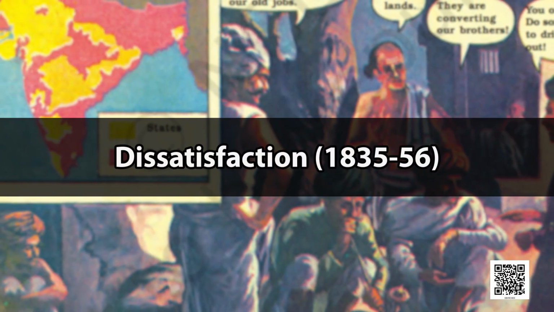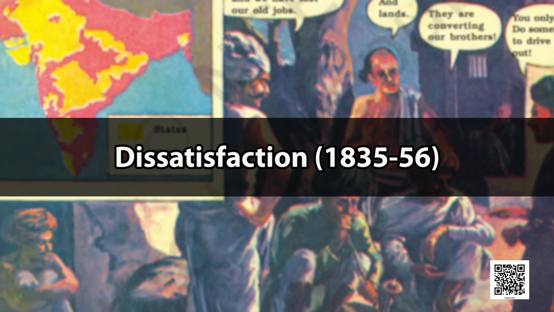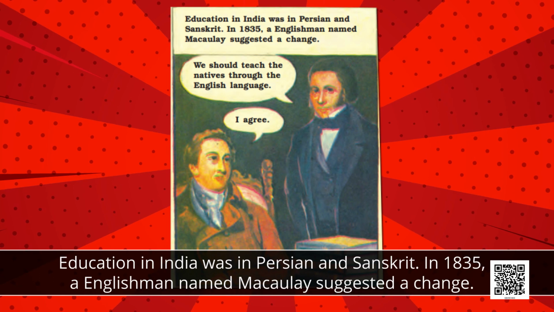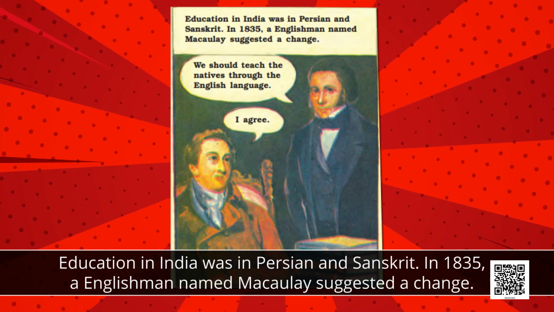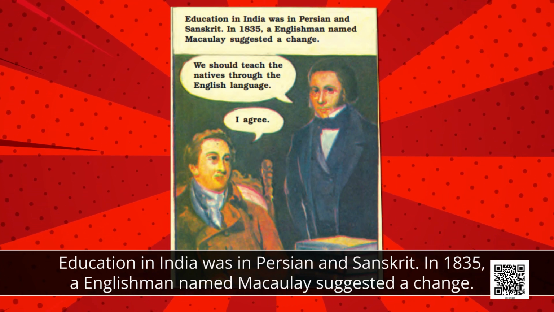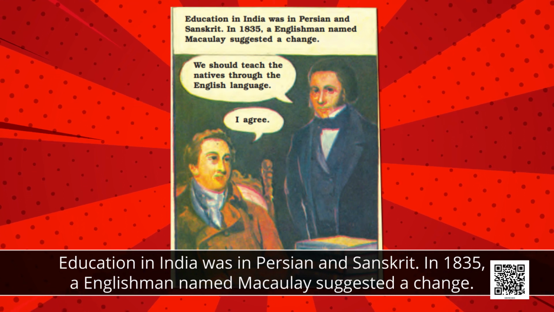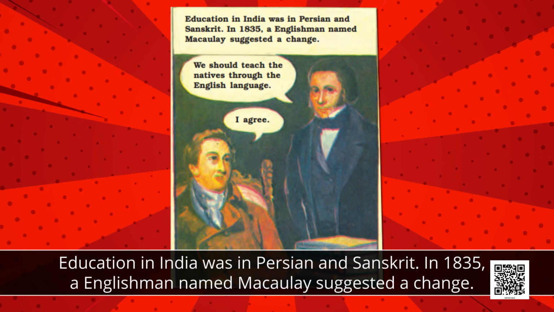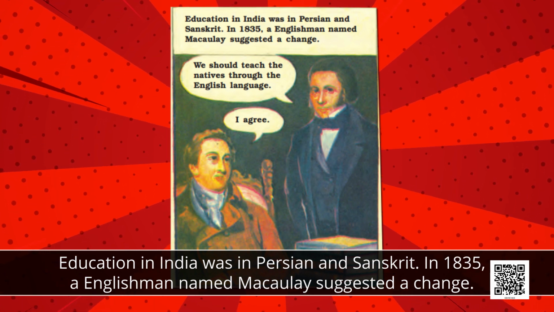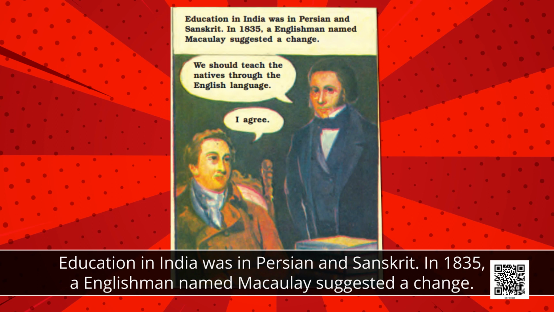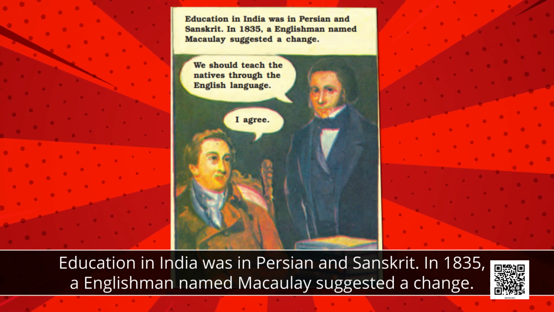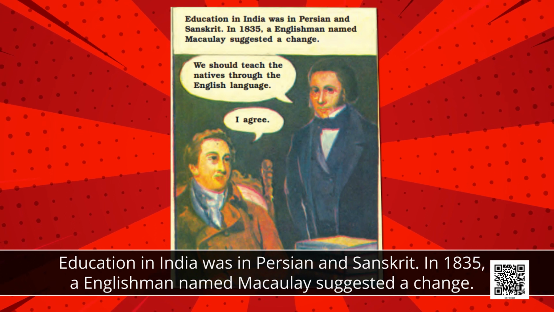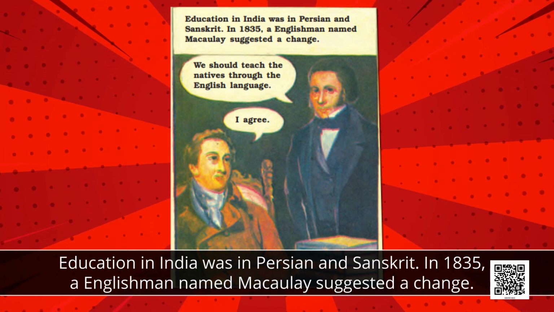This unit is about dissatisfaction in the period 1835 to 1856. Education in India was in Persian and Sanskrit. Persian being the language of the Muslims and Sanskrit of the Hindus and some other religions as well. In 1835, an Englishman named Macaulay suggested a change. Here in this picture, he is talking to Governor General William Bentinck. So Lord Macaulay believed that natives should be taught through the English language. William Bentinck agreed with him.